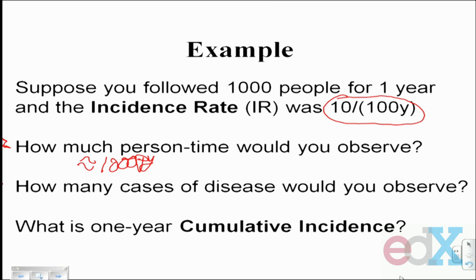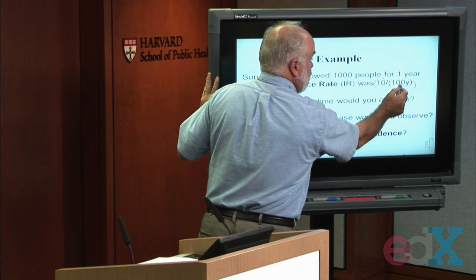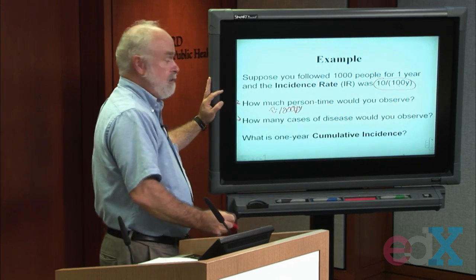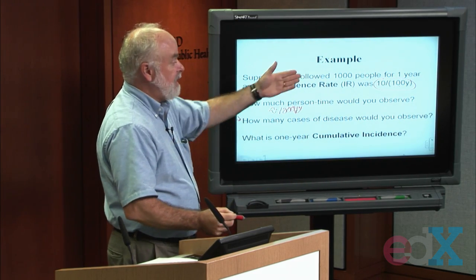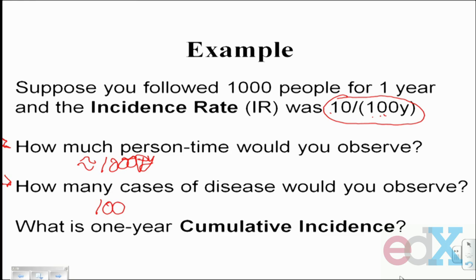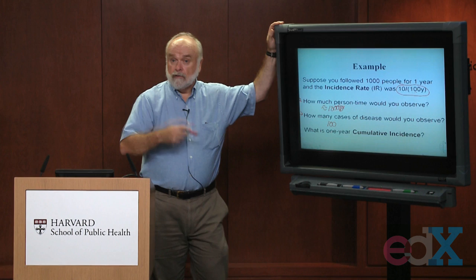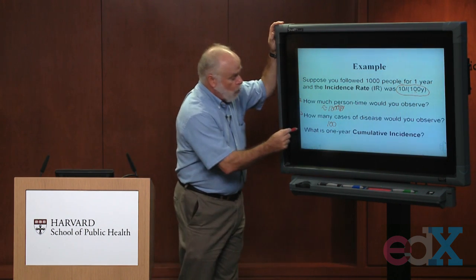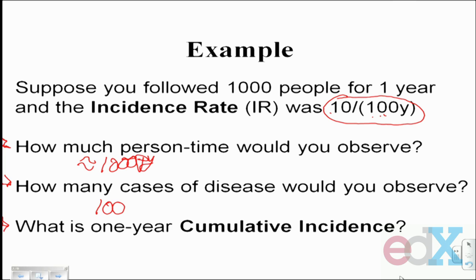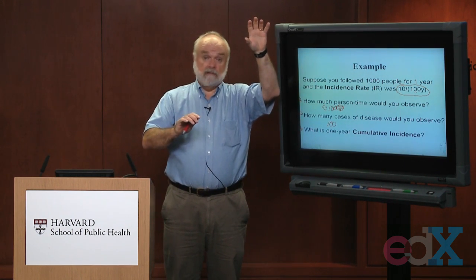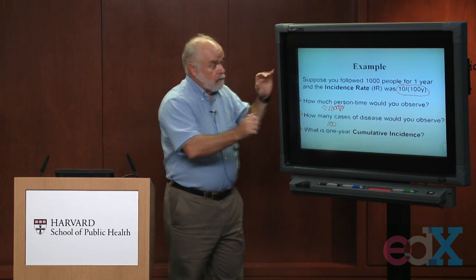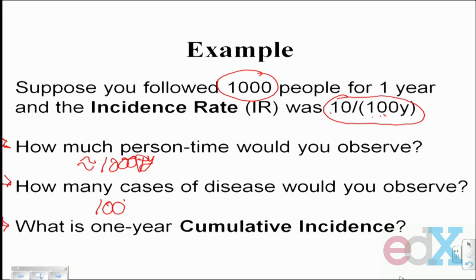How many cases of disease, say death, would you expect out of these 1,000 person years of follow-up? Well, the incidence rate says for every 100 person years, you'd expect to see 10 cases. You've got 1,000 person years. You'd expect to see 10 times 10. You'd expect to see 100 cases of disease occurring out of those 1,000 people when they're being followed for that period of time. So finally, what would be your estimate, your best guess of the 1 year cumulative incidence? Remember, cumulative incidence is number of cases of disease, death, divided by number of people you started with. We started with 1,000 people, and we ended up with 100 people developing disease. We would expect 100 over 1,000, or 10%, to develop the outcome, to die during this 1 year follow-up.